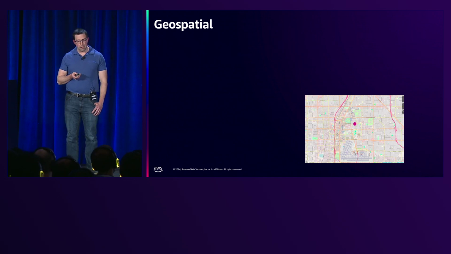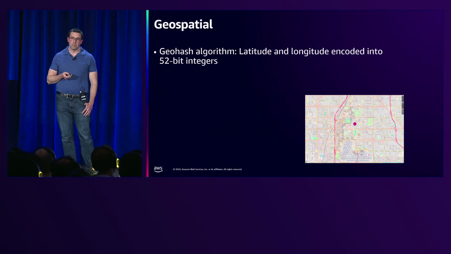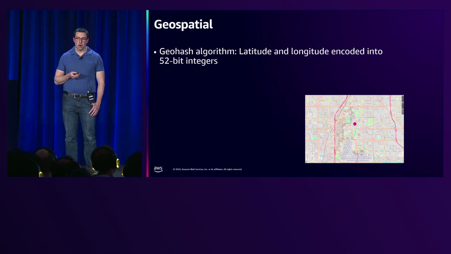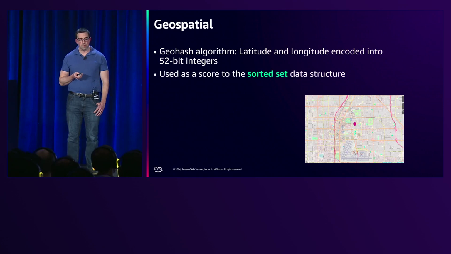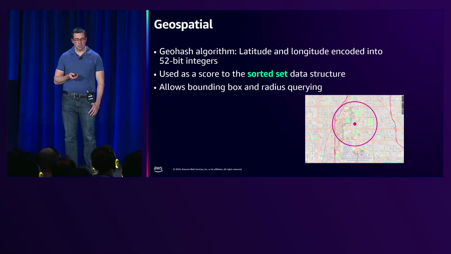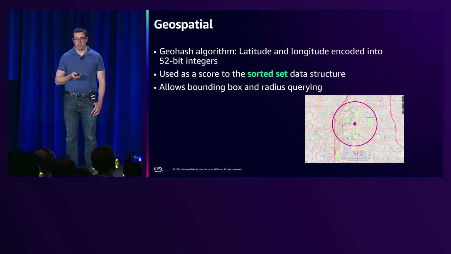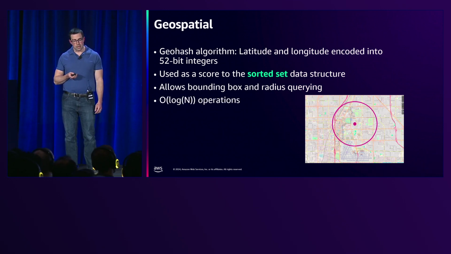And what you can do in Valkey is to take that latitude and longitude and use something called the geohash algorithm. So with a given latitude and longitude, we can encode it into a 52-bit integer. And that integer can then be used in combination with that sorted set data structure that we saw earlier to leverage it as a score. And then this allows for things like bounding box and radius querying on top of the sorted set. So it becomes its own data structure, a geoset. And just like the sorted set, it allows for log n operations in terms of adding or querying the set.